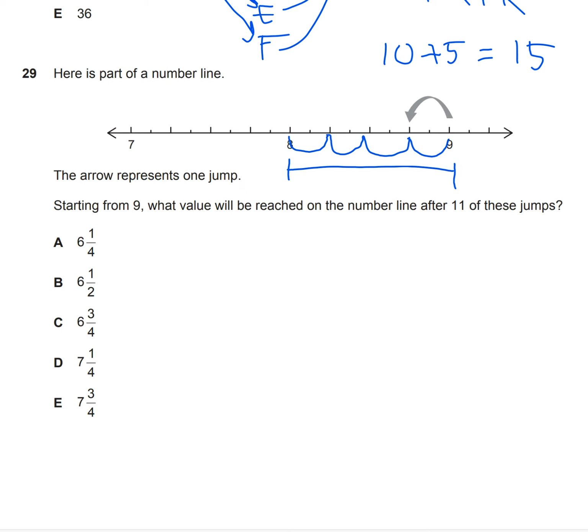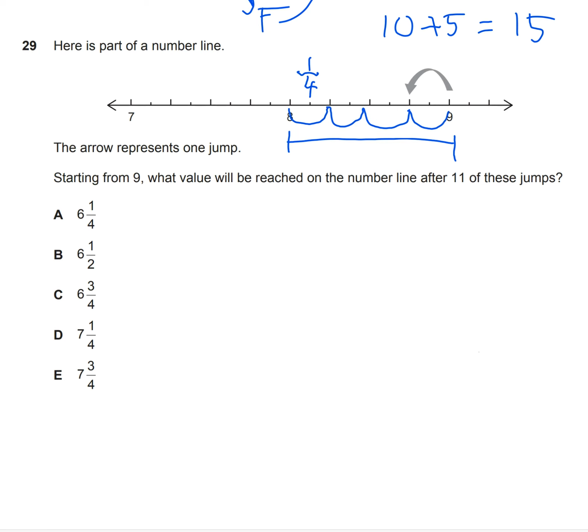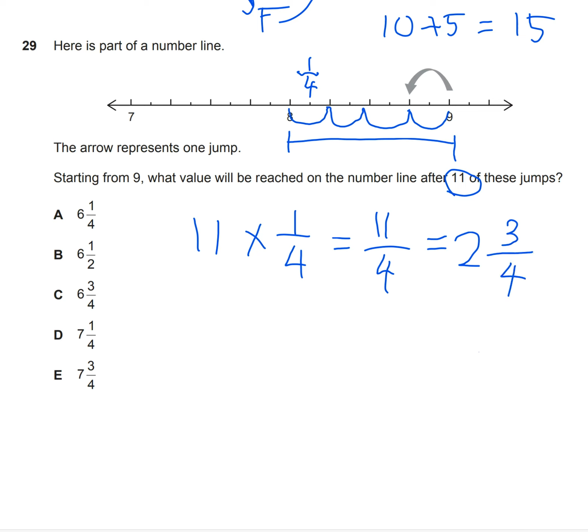What that means is that each jump is worth a quarter. Okay? So from here, we want to have 11 of these jumps. So that means that we want 11 lots of a quarter, which is the same as 11 over 4. If I make this into a mixed numeral, 4 goes into 11 twice, right? And then we have 8, 9, 10, 11, 3 left. So it'll be 2 and 3/4.